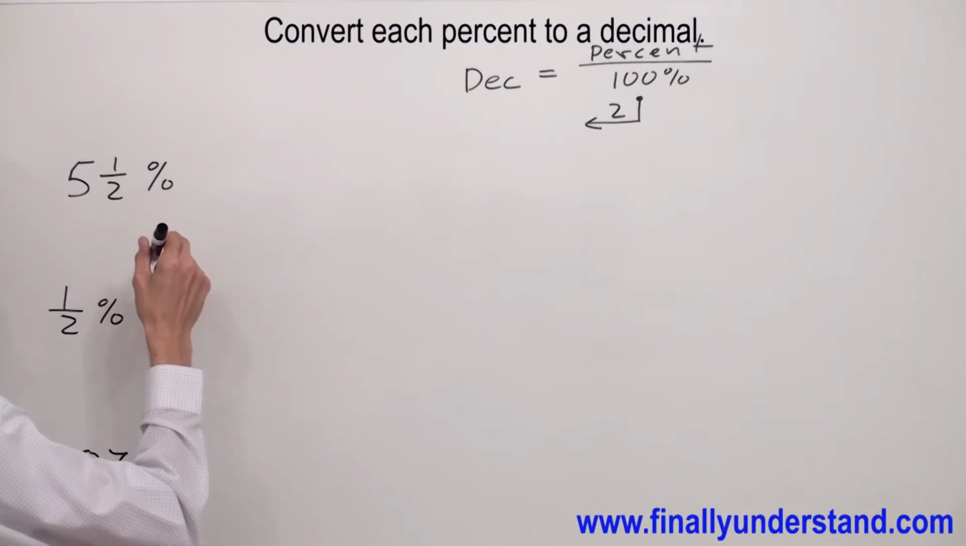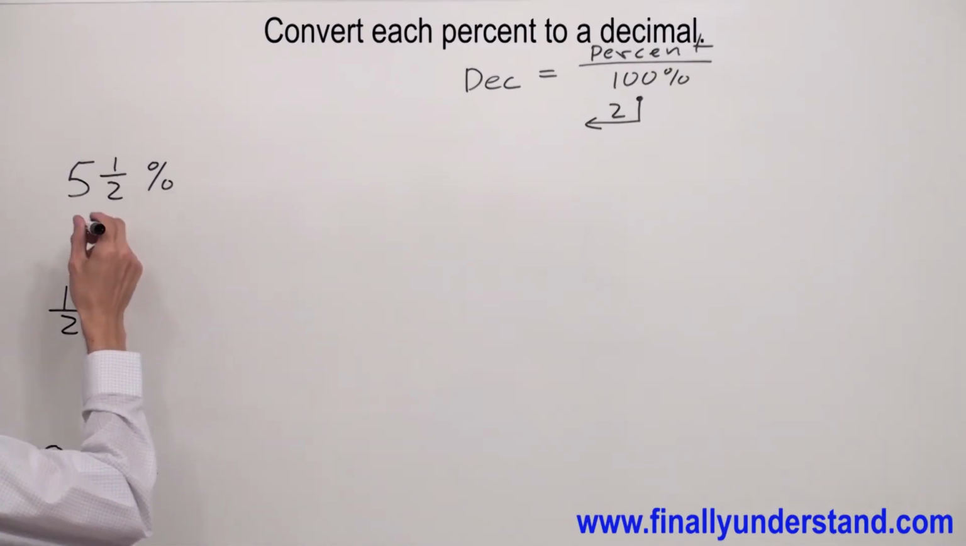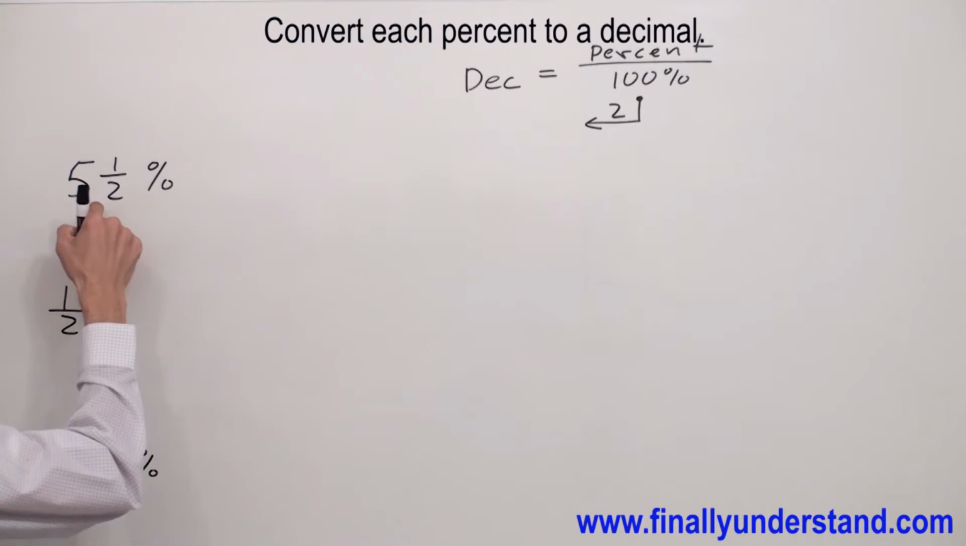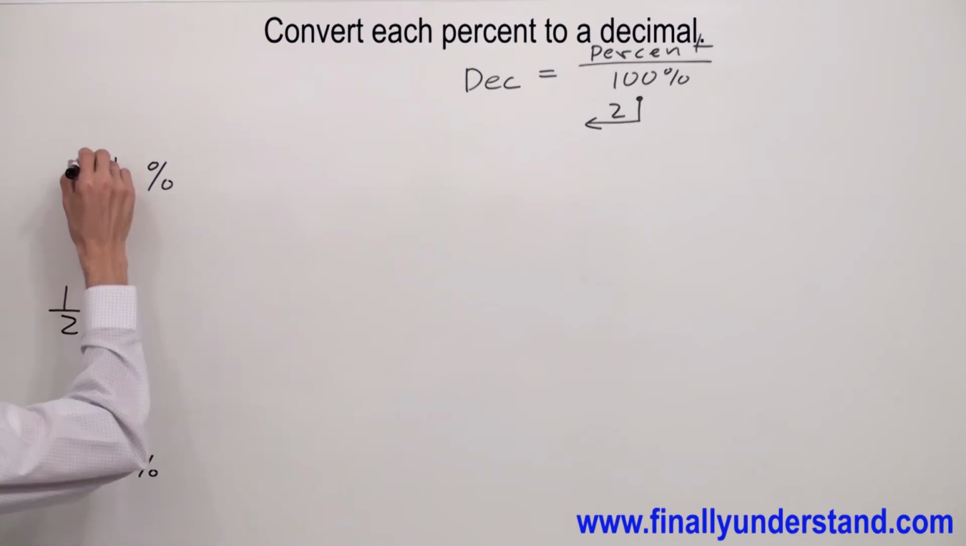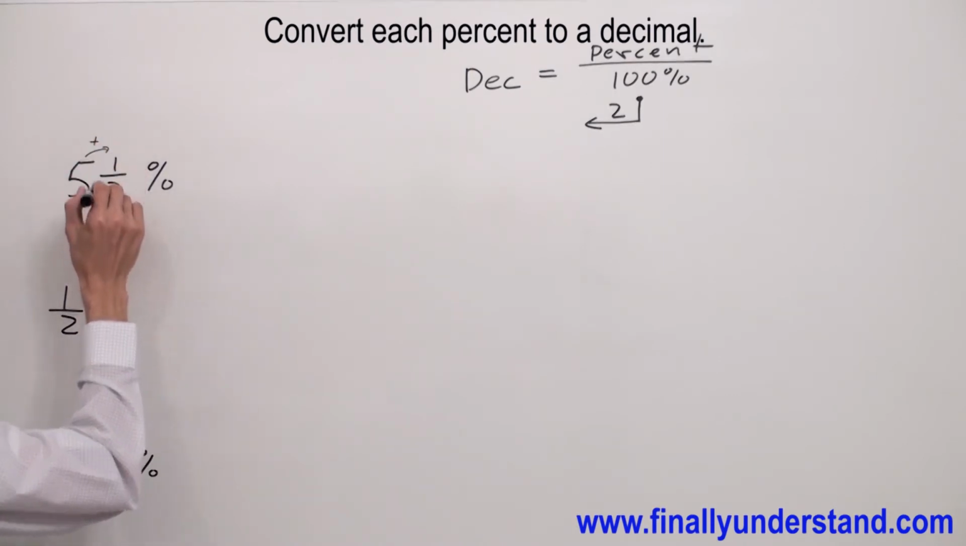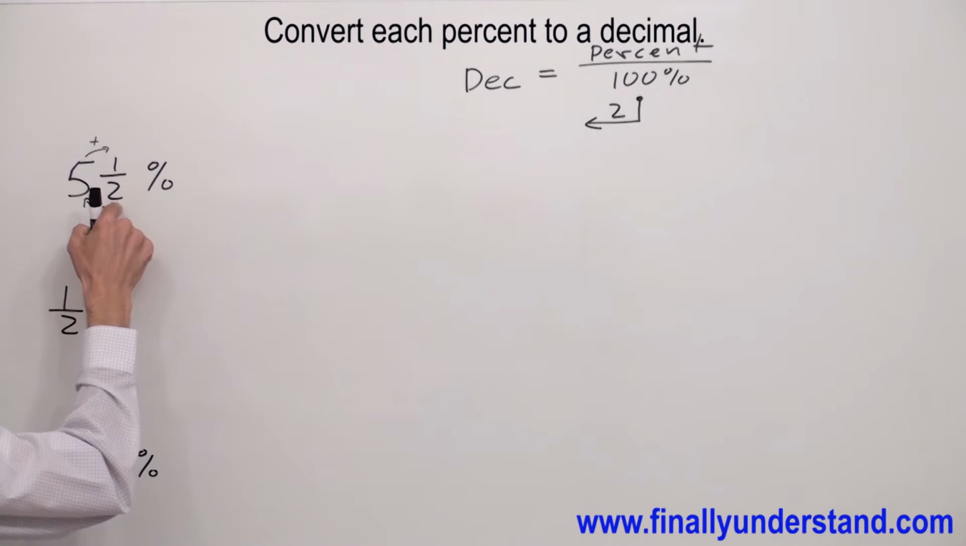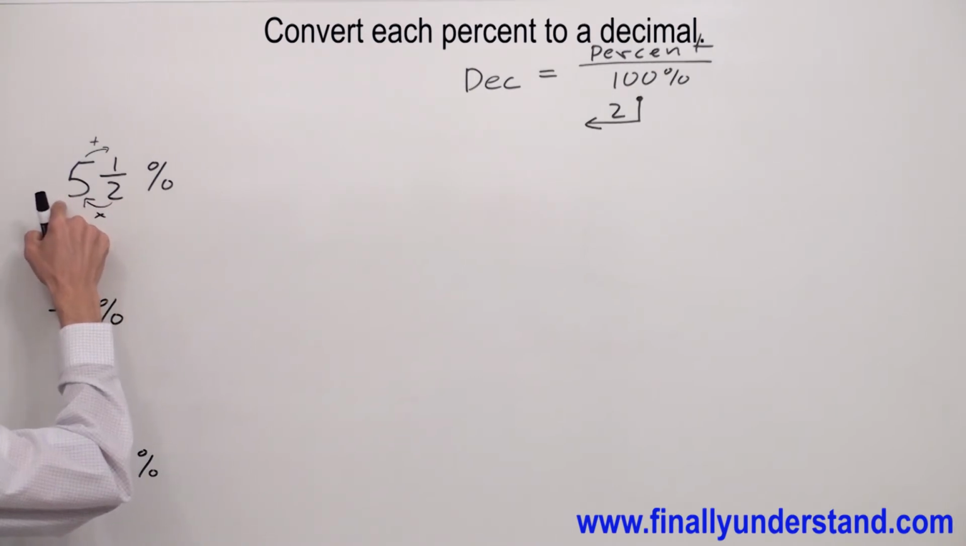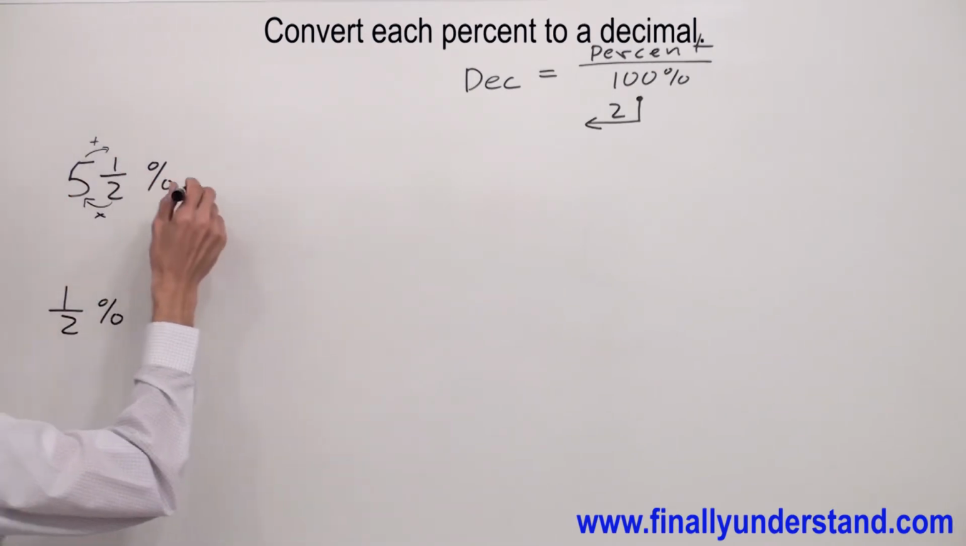Let's take a look at these examples. We have to convert 5 1/2% to the decimals, okay? So what we're supposed to do first in this case, we have to convert the mixed number to an improper fraction. So I have to multiply the denominator by the whole number, and the result we have to add to the numerator. So I have 2 times 5 is 10, and plus 1 is 11.